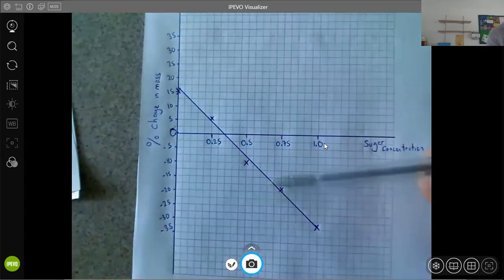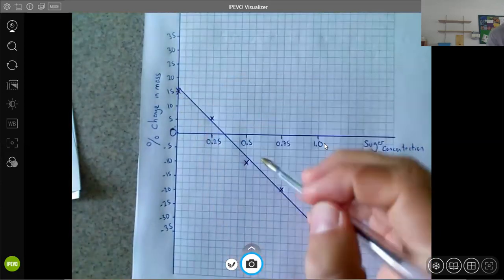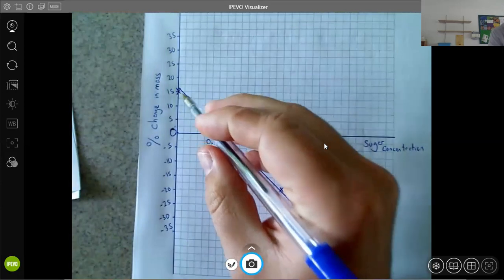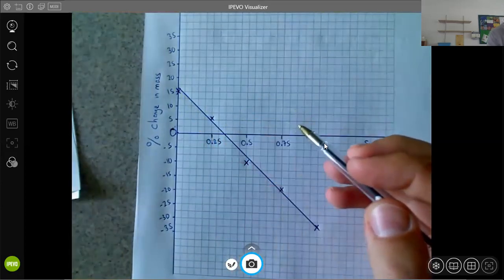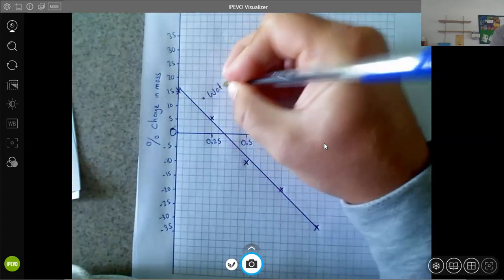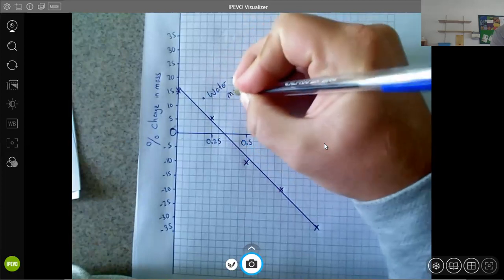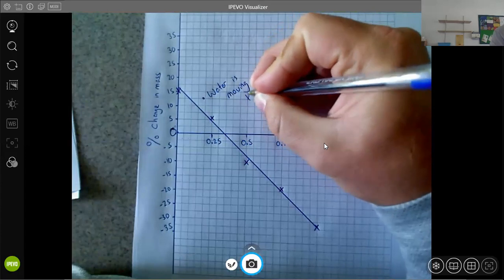So the science behind this then. The potato's got heavier here, and it's got lighter here. The reason it's got heavier here is because water has moved into the potato. So I'm going to write it here actually. Water is moving into the potato.